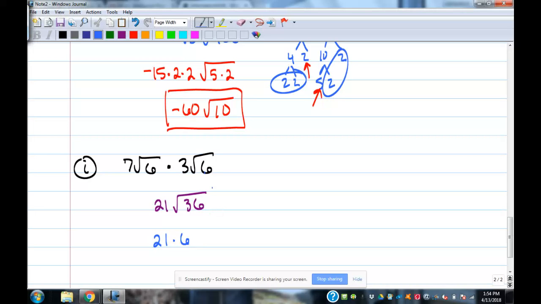I don't know how many times I've counted a problem like that wrong on a quiz because people would say, oh, the square root of 36 is 6, and they'll put a radical over it. But it's gone. Once you take the square root, it's gone if it's a perfect square. So what's 21 times 6? 126. So when it's just multiplying, outside times outside, inside times inside, simplify.